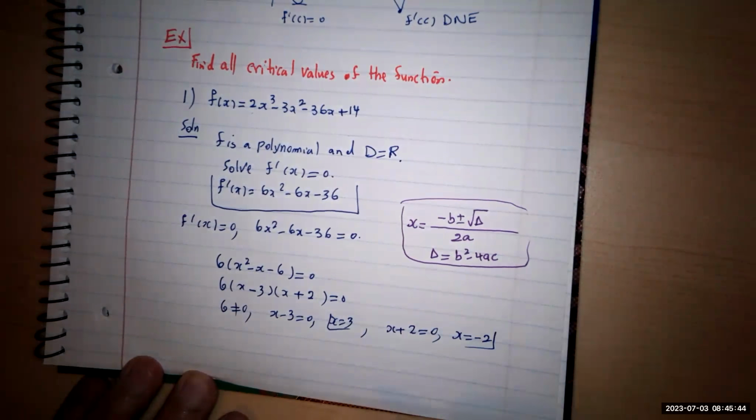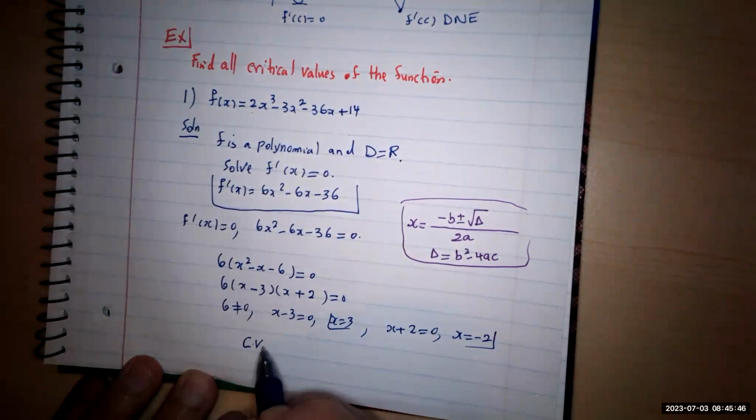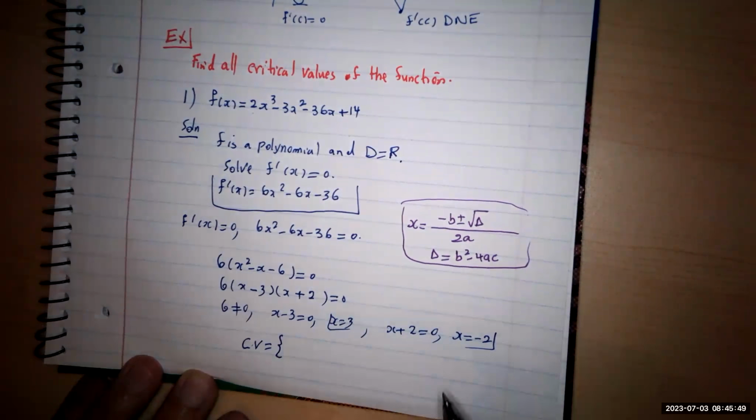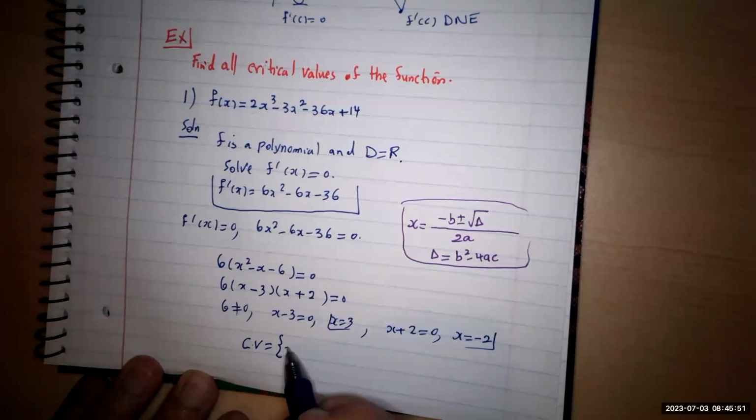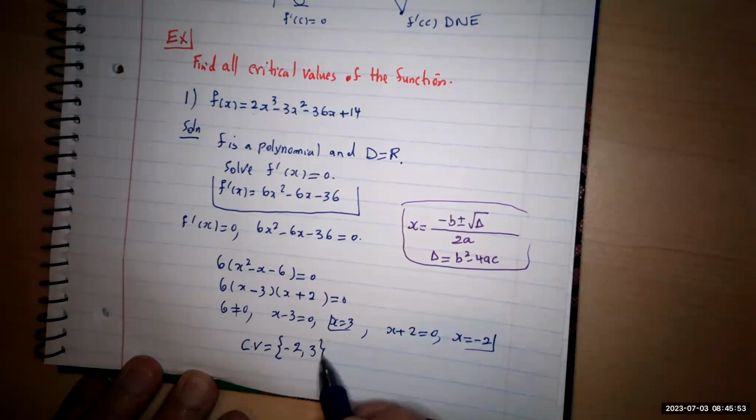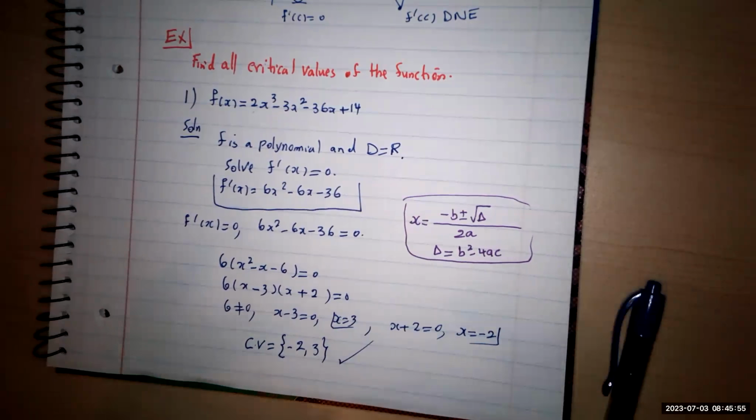That's it. Critical values, CV, are going to be negative 2 and 3. And you're done. For the time being, this is the only job that you're going to have. Of course, when we get to the maximum and minimum, that would be the first step that we take. Any question?